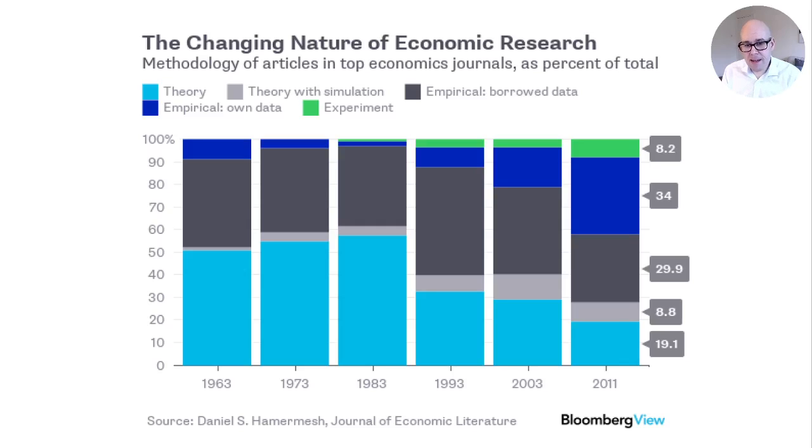So what does this tell us? Well, it tells us that empirical work is really important in economics, right? So theory is definitely important and methods, but when you look at articles published in top econ journals, then many of them are actually empirical.